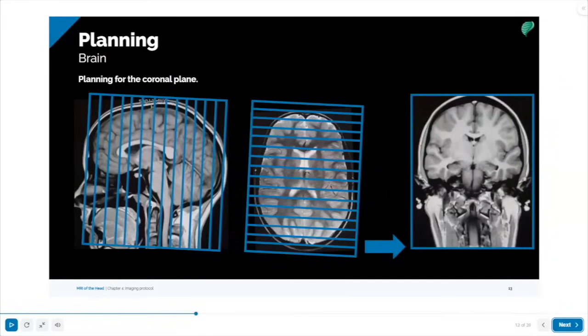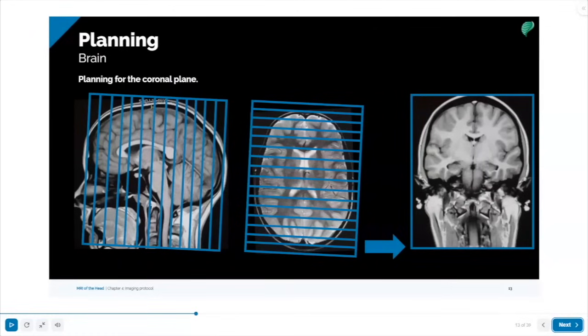To plan our coronal slices, we use the axial and sagittal planes. We align the planning block perpendicular to the anterior commissure, posterior commissure, or in other words, the AC to PC line, ensuring complete coverage of the cerebral structures. We verify the planning block in the other two planes to ensure planning accuracy. So typically, if we were to draw a line from this first slice to the back slice, that line should be the same angle as the angle we had on our axial slices for the first sequences.